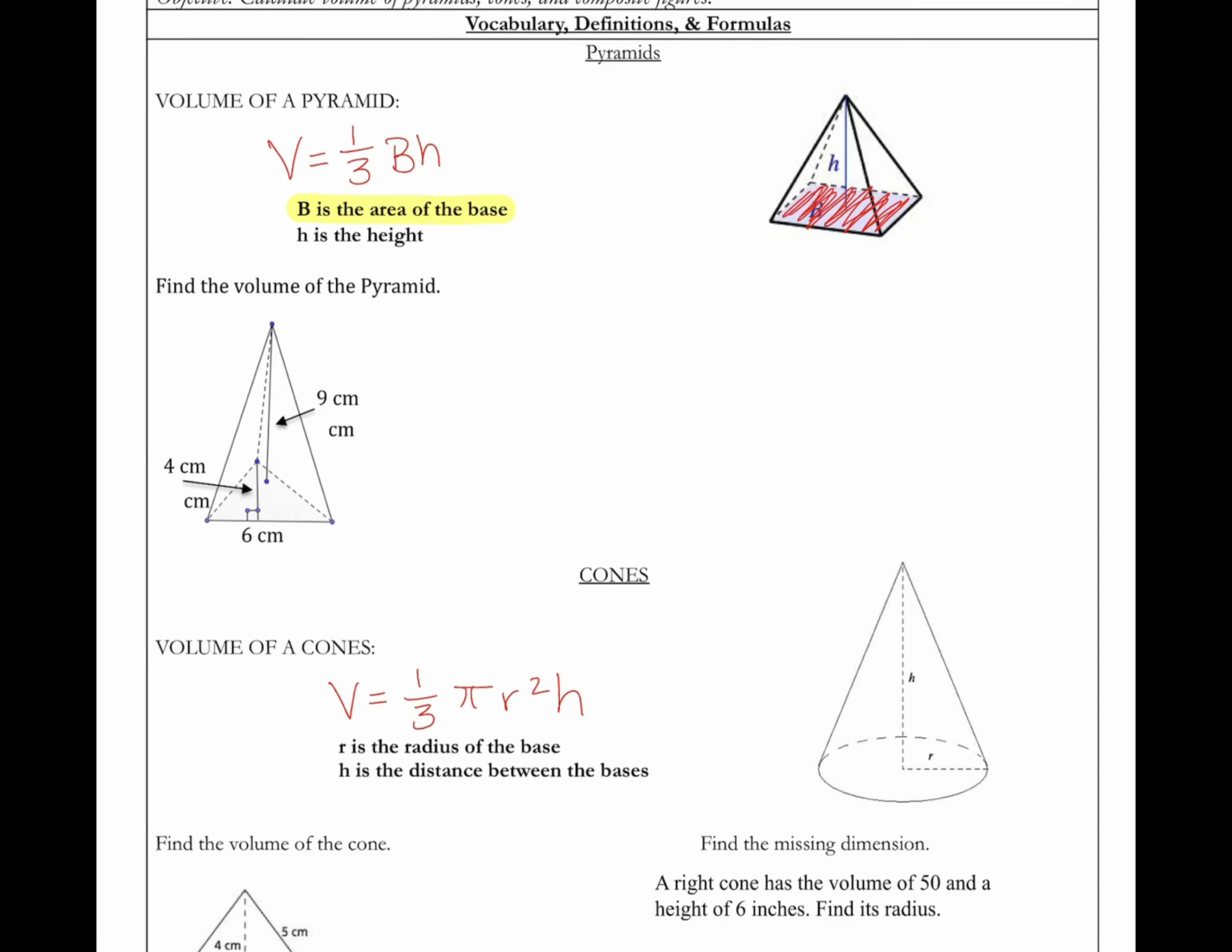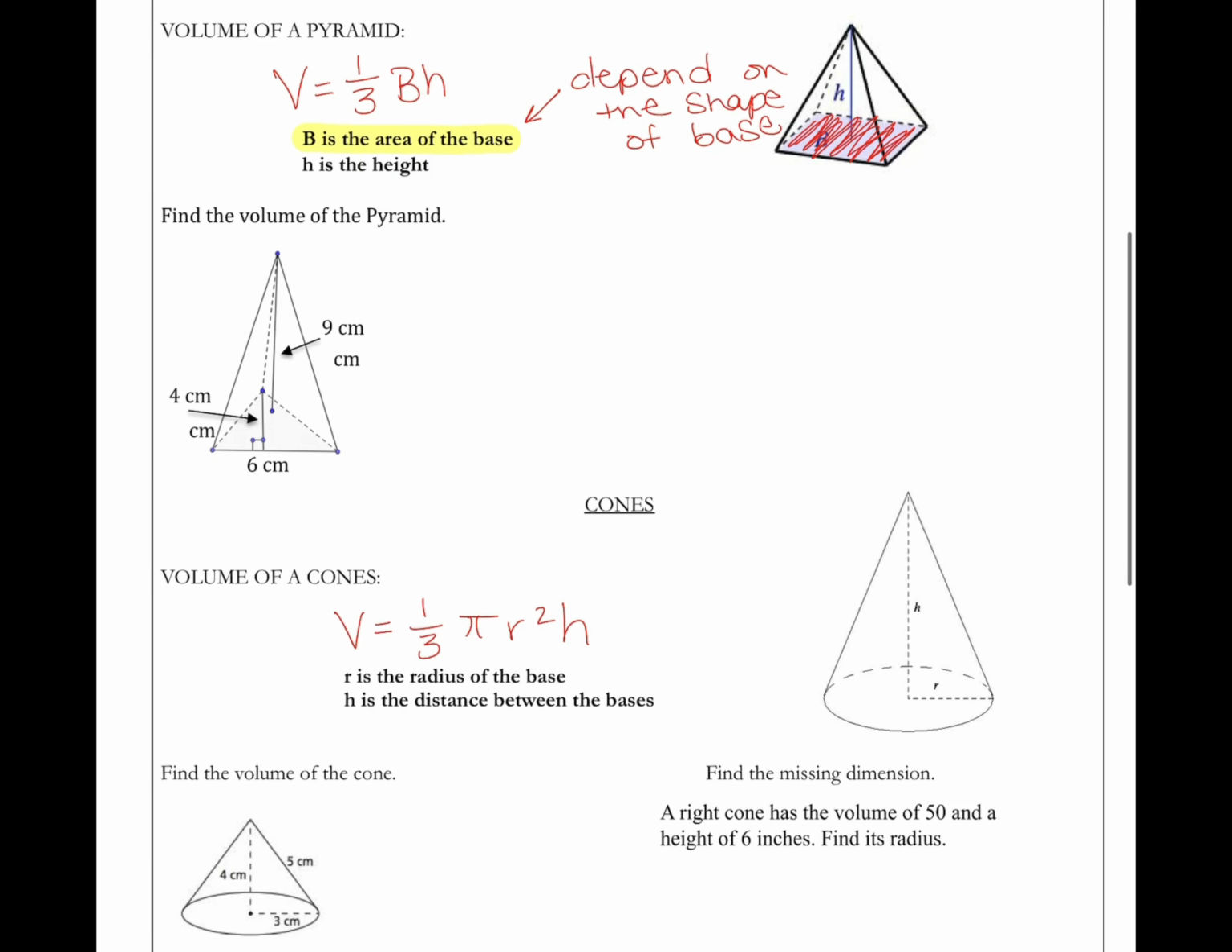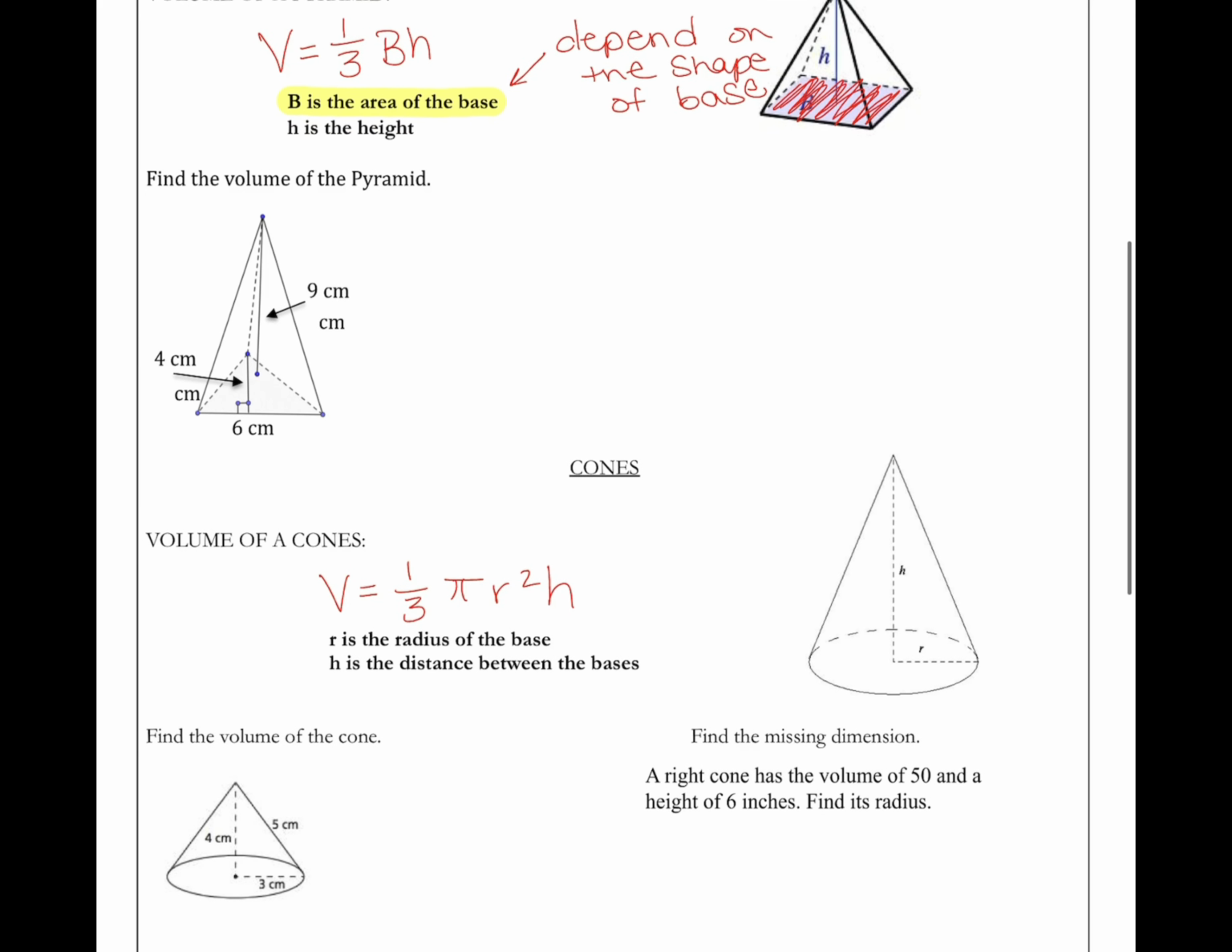So in this situation with this formula, it will depend on the shape of your base. Okay, so if we have a triangular base, then we need to use the formula for area of a triangle. If we have a rectangular base, then we need to use the formula to find the area of a rectangle, and etc. So an example here, it says to find the volume of this pyramid.